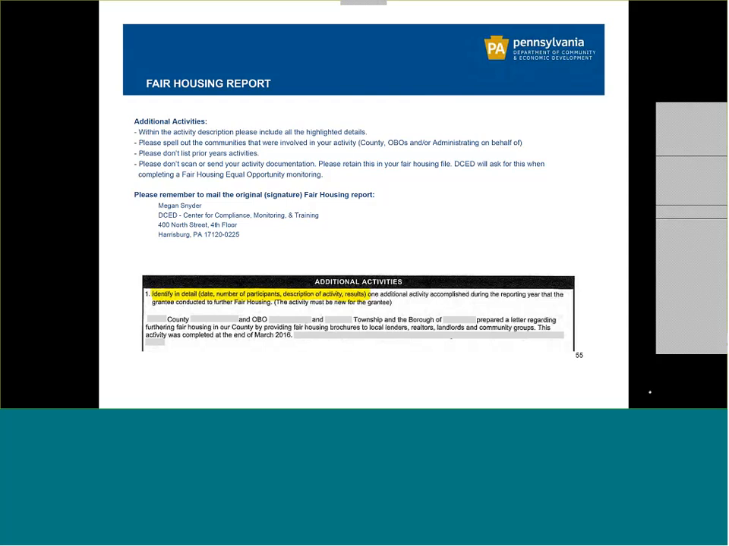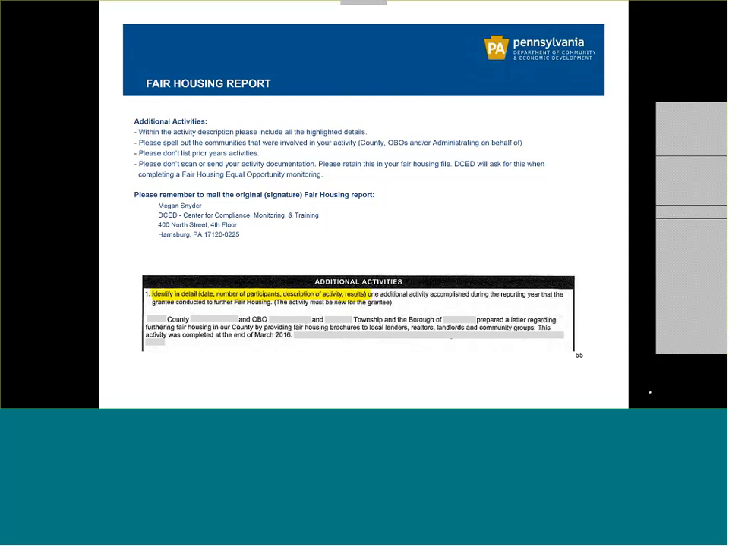Up there, we have a couple things that say: don't list your prior year's activity. This is only what you're completing during the program year. So in this case, this is what they did during 2016 for their activity. Also, we don't want the activity documentation. We will ask for that when we do remote monitoring. Do not send us the brochures. Do not send us the radio ads. We will ask for that, but not now.